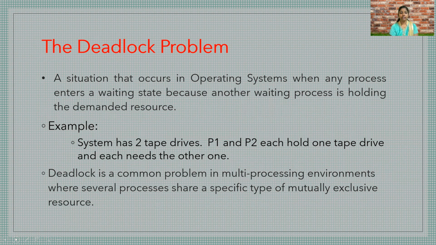For example, let's assume that a system has two tape drives, and these are two resources. There are two processes, P1 and P2, and each requires two tape drives to complete their execution. But each one is holding on to one and still waiting for the other one, which would never happen. And this condition can be typically viewed as a deadlocked condition. A deadlock is a common problem in multiprocessing environments where several processes share a specific type of mutually exclusive resources.